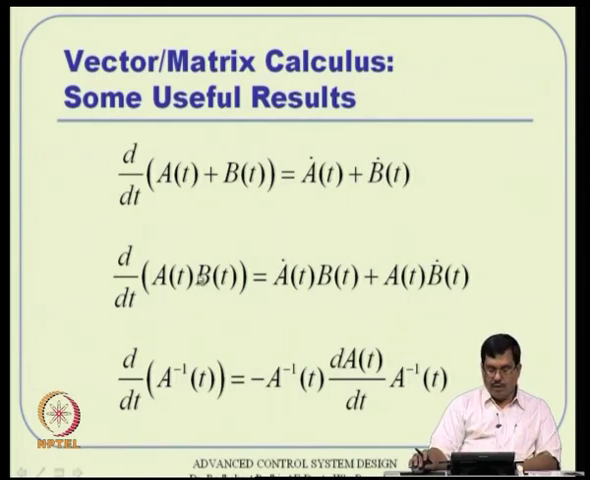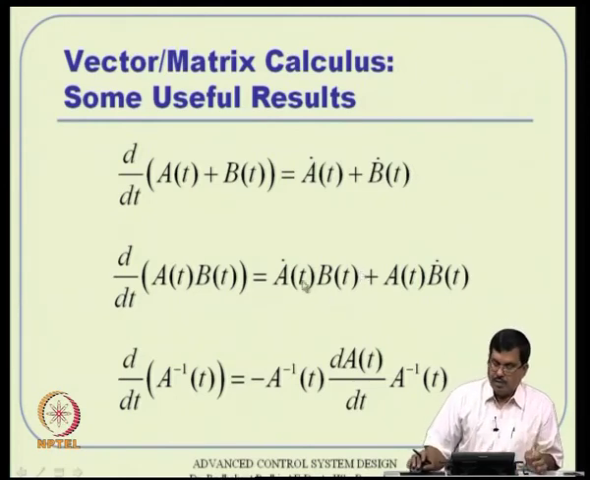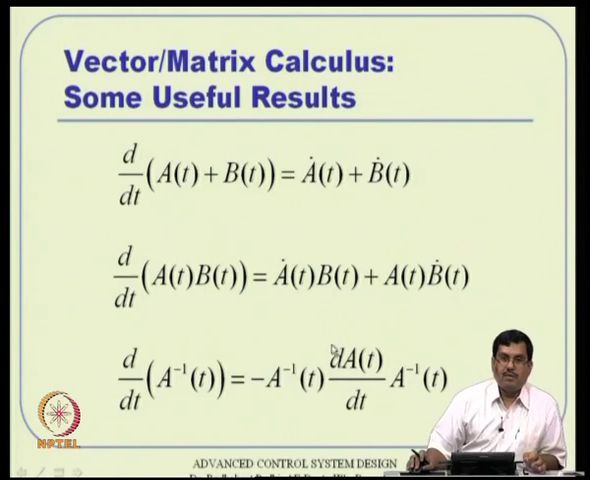It is also true in general for matrix multiplication. The only thing we need to keep in mind is that the sequence of multiplication should be preserved. You cannot write a dot into b as equal to b into a dot; that is not true in general. The sequence of operation has to be preserved. Then this result is also true.